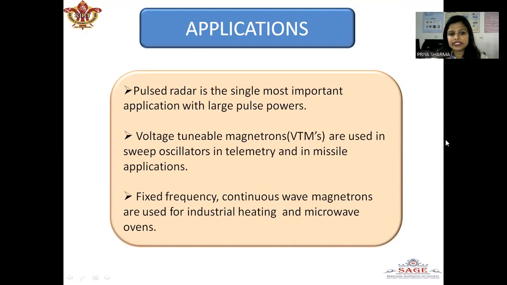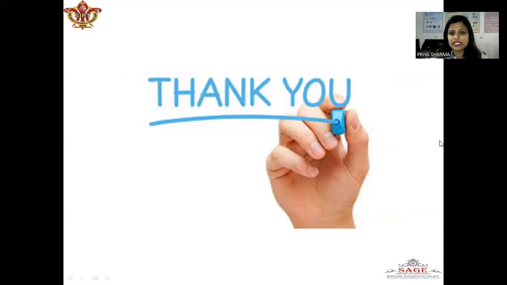Now coming to the applications of magnetrons, pulse radar is the single most important application with large pulse powers. Then voltage tunable magnetrons, known as VTMs, are used in sweep oscillators, in telemetry and in missile applications. Fixed frequency continuous wave magnetrons are used for industrial heating and microwave ovens. That's all for today's magnetron topic.